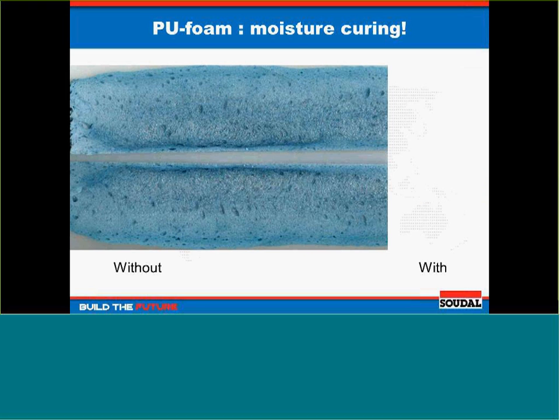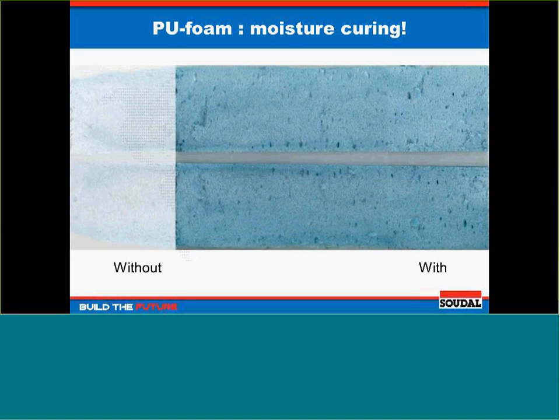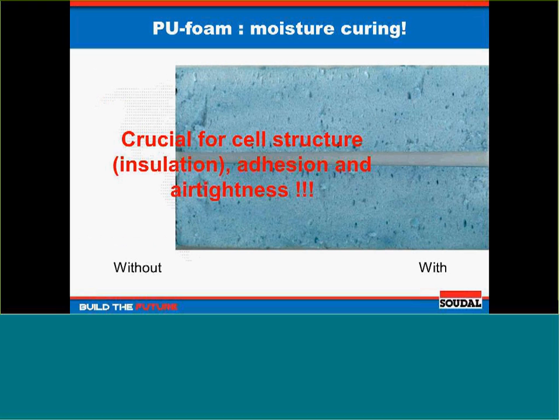Very important if you want the good results from a good quality foam is that you use a little extra water, a little moisture. PU foams are moisture curing products, and they are very sensitive to a lack of humidity, as you can see in this joint that was cut open. And this is not really the worst case, but you can see the difference if you cut up the same joint after using some water. So this is very crucial for the cell structure, adhesion, and of course for the airtightness, as you can imagine.